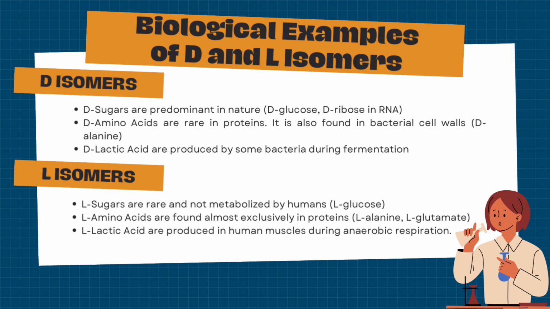L-sugars, such as L-glucose, are rare in nature and cannot be used by human metabolism. L-amino acids are the standard building blocks of nearly all proteins in living things, and L-lactic acid is made in human muscles during intense exercise and is easily converted back to energy by the body.